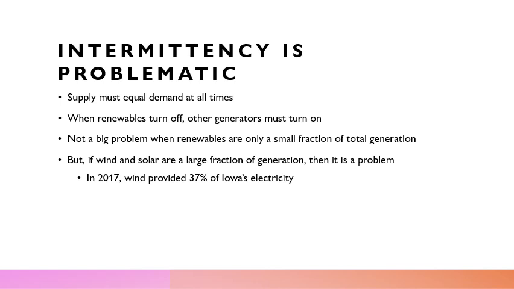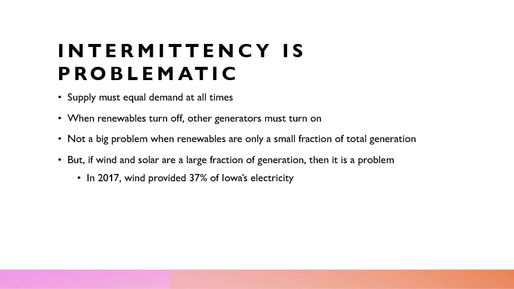Intermittency is problematic. Supply must equal demand at all times on the grid because there's no storage. When renewables turn off, other generators must turn on. So if supply must equal demand and the wind stops blowing, causing wind power to decline, other generators must meet the additional demand that was previously met by the wind power. It's not a big problem when renewables are only a small fraction of total generation, right? So if only 1% of your total generation is coming from wind power and that wind power shuts off, then you've only lost 1% of your total generation.